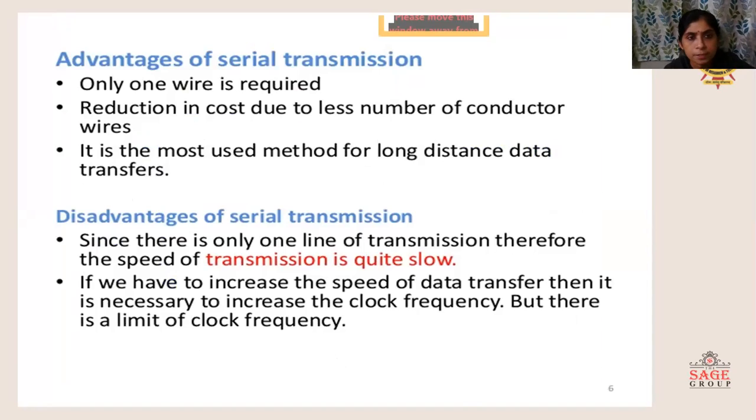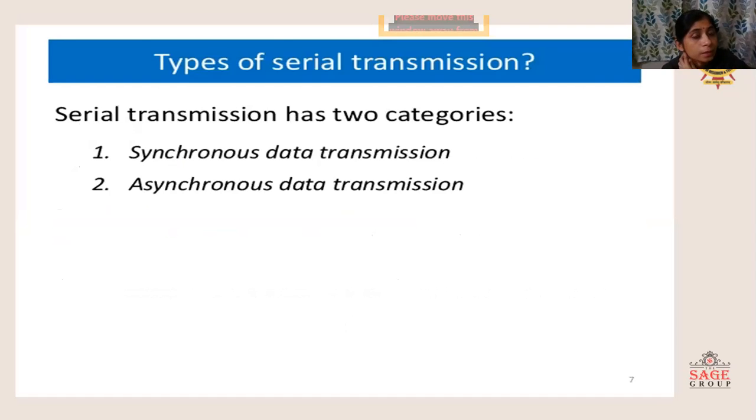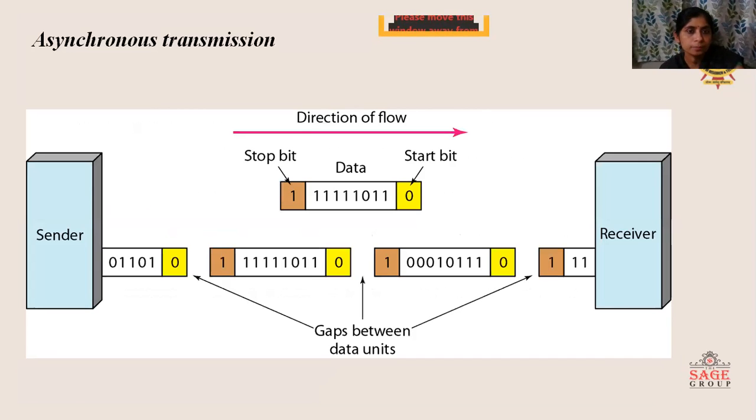Advantages: only one wire is required, ultimately reducing cost due to fewer conducting wires. It is generally used for long distance data transfer. The disadvantage is that the speed of transmission is quite low. Types of serial transmission: there are two categories of serial transmission, synchronous data transfer and asynchronous data transfer.